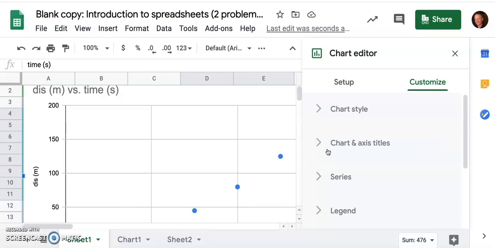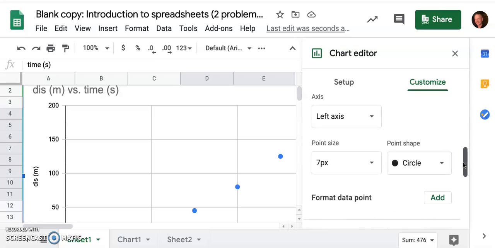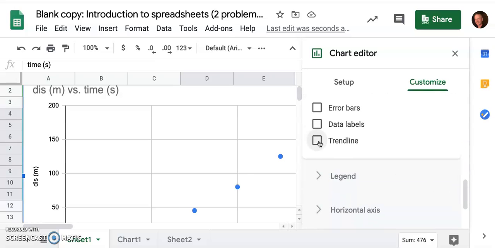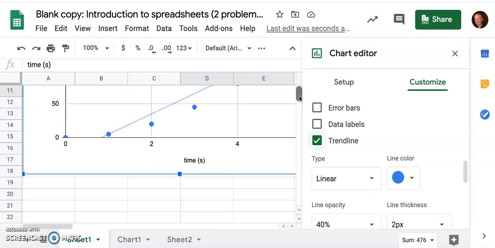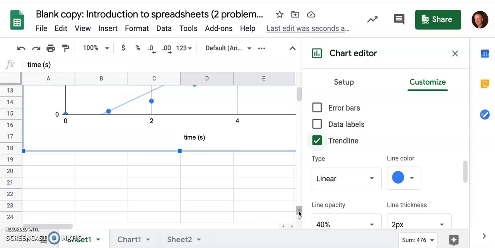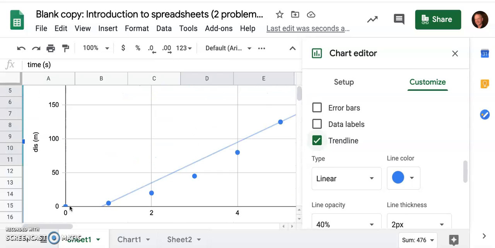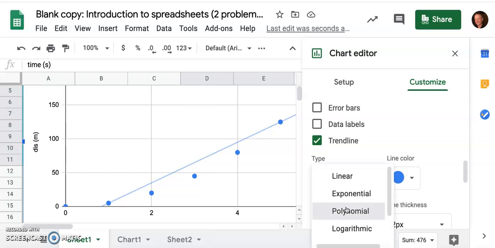Now, when you customize, again, we should have the chart titled already. The axes are already labeled, so we're just going to select series like we did before. And we're going to check the box for trend line. Now you see linear is the default setting, but if you look at the graph, it does not appear to be linear. These data points don't increase by the same amount each second. They kind of curve. The slope is increasing. So we're going to change that to polynomial.